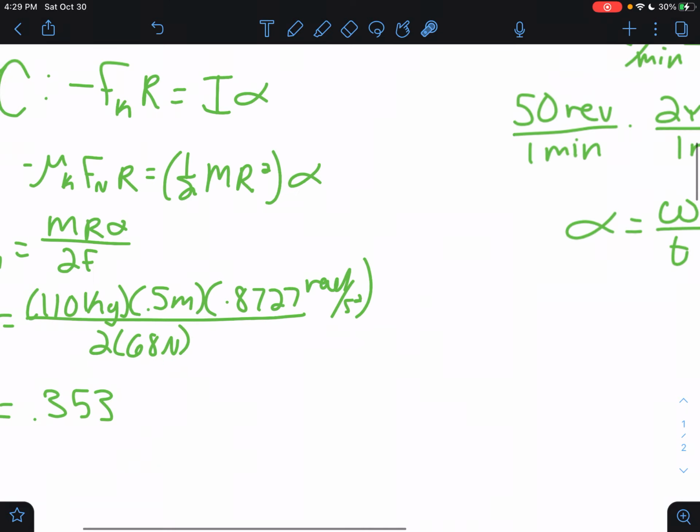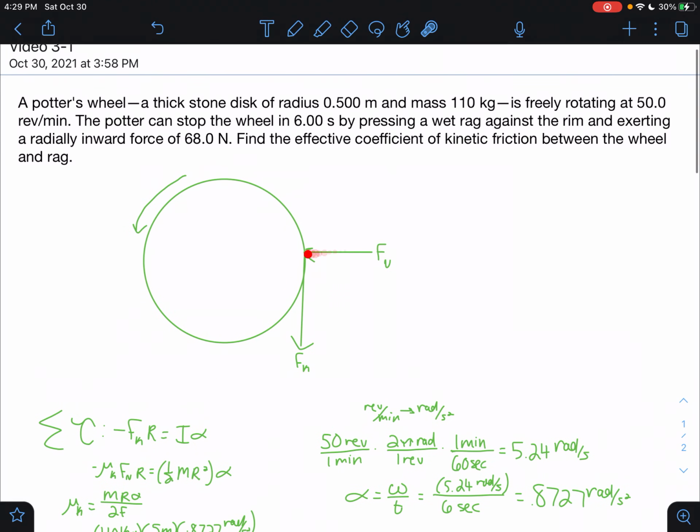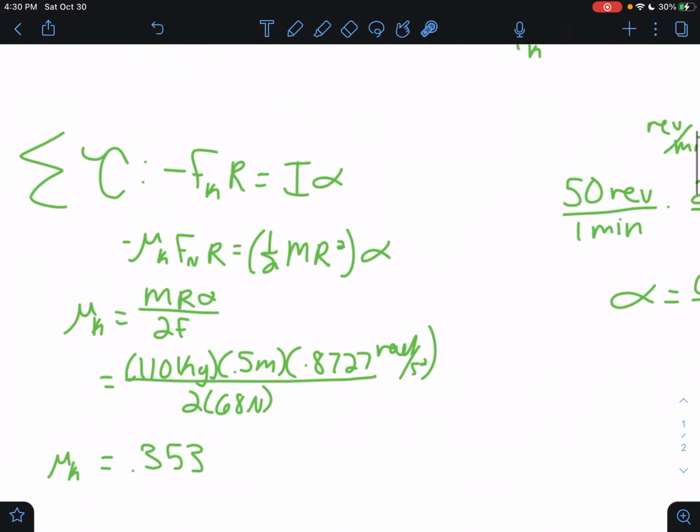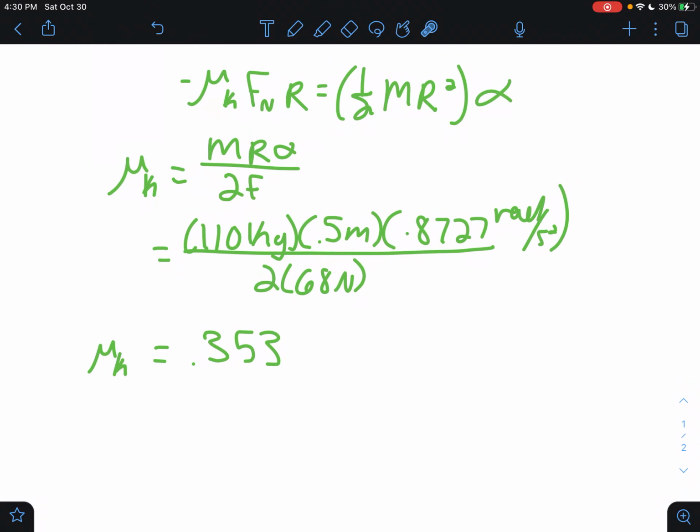And then you do the mass, the given radius, the acceleration we found, over 2 times F. This is the normal force, because this is the radially inward force from the potter, and you get 0.353 for your coefficient of kinetic friction.